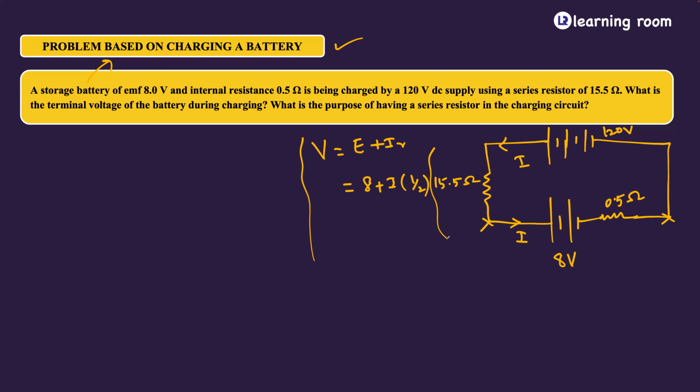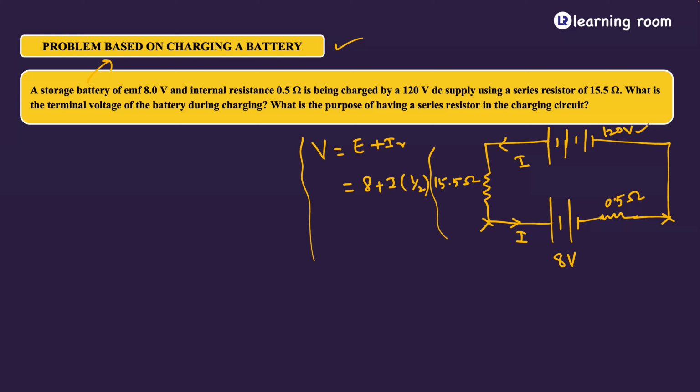So what is our objective in this problem? To find the value of I. So to find I, what we'll do is combine these two cells and write it as a single cell. Now understand. Here, this 120 volt is supplying current in the anti-clockwise direction. This 8 volt will also try to supply current in the opposite direction.